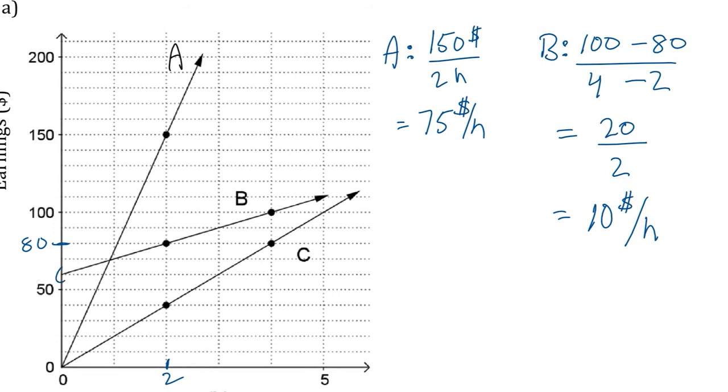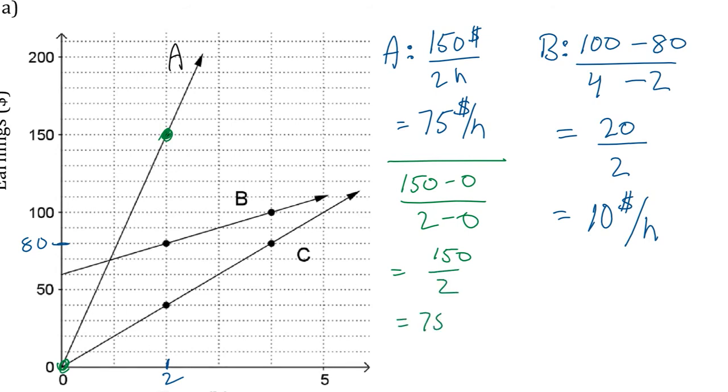So when I don't start at 0, I can't just do it like I did for A. I actually have to use 2 points and look for the change. In fact, when I'm doing A, I'm using this point and that point. What I'm actually doing is 150 minus 0 over 2 minus 0, which is 150 over 2, which is $75 per hour, right? That's what I'm actually doing when I'm sort of cheating.